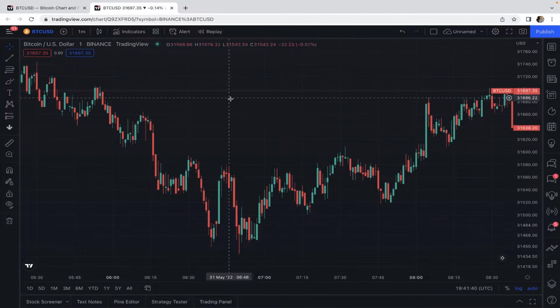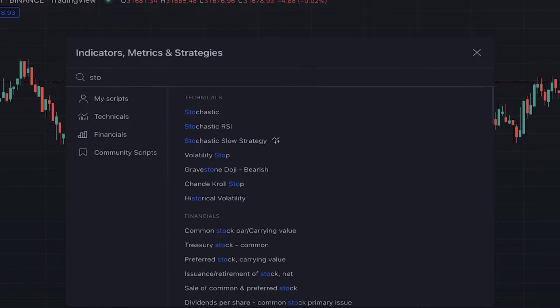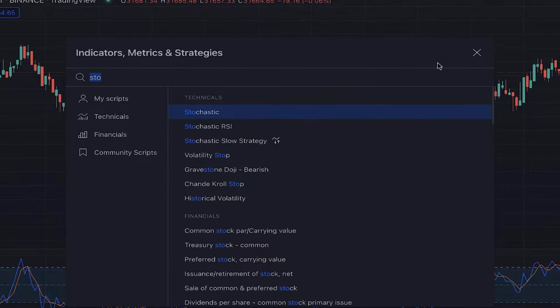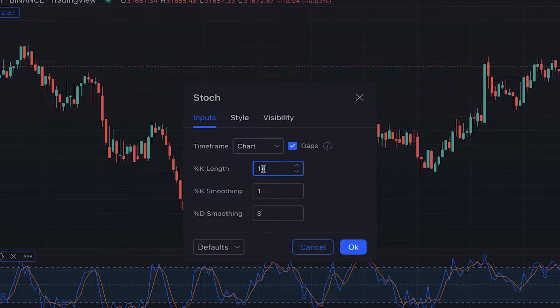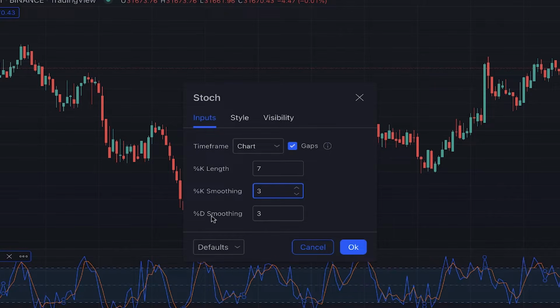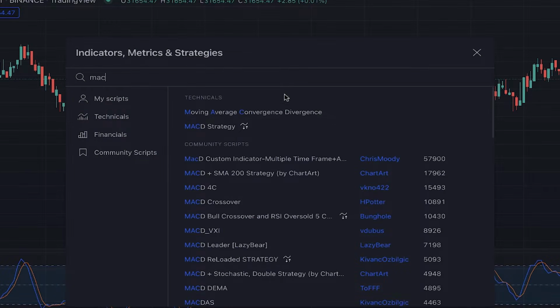For adding indicators to our chart, here we click on indicators and we simply search the name. The first one is stochastic oscillator, this one, and we must change its settings. Here for its K% length we set 7, for K% smoothing we set it at 3, and for D% smoothing 3 is fine.